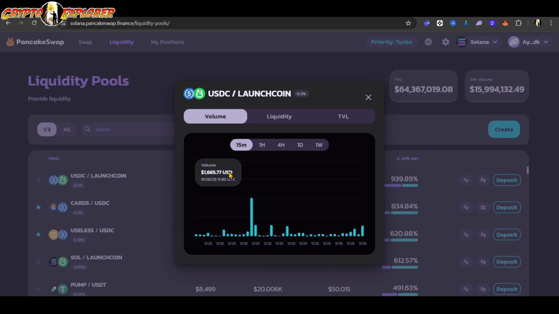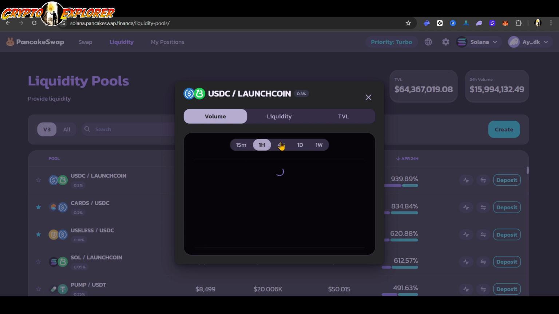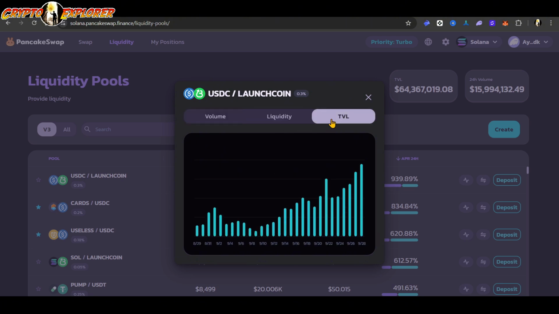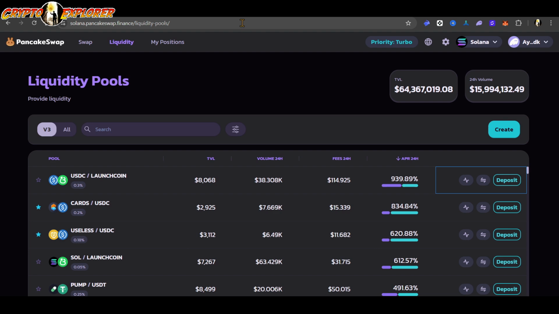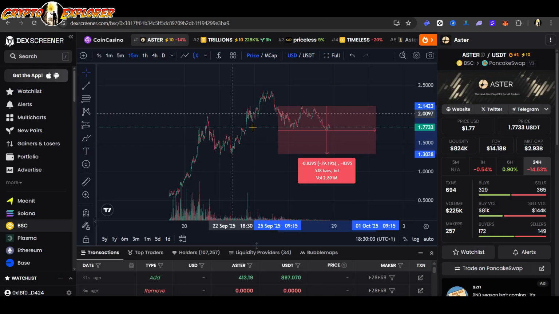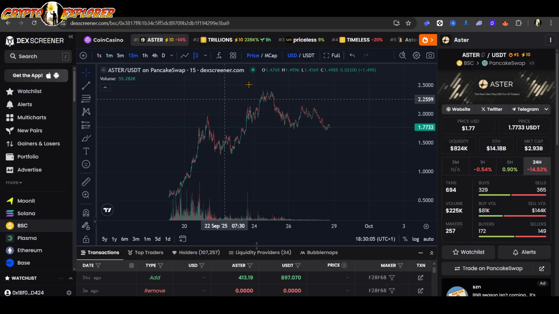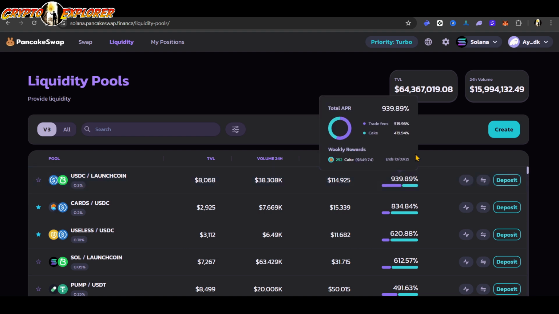Now you have here the view pool charts, and here you can get the same info that we saw before, but shown in a different manner. 15 minutes, 1 hour, 4 hours, up to 1 week worth of metrics for the volume. The same thing for liquidity and also for TVL. But again, the same thing applies when I told you about using DEX Screener. I think it's much better to go on DEX Screener to take all of this information, all these metrics, but you can do it still from PancakeSwap itself.